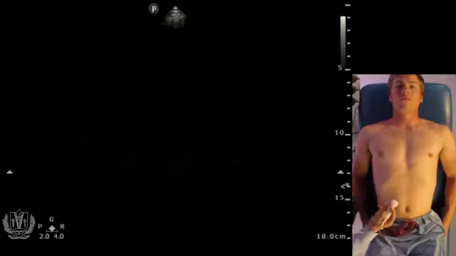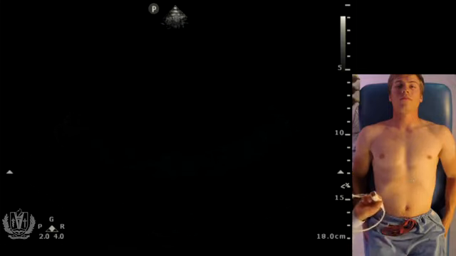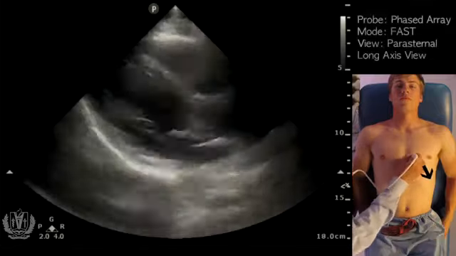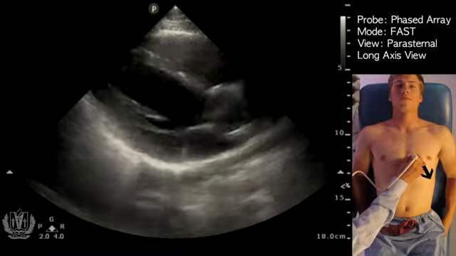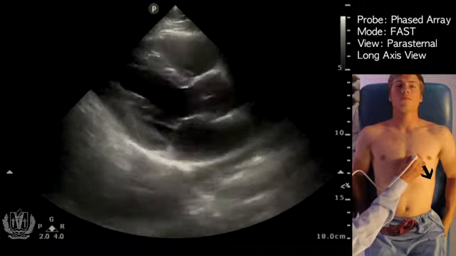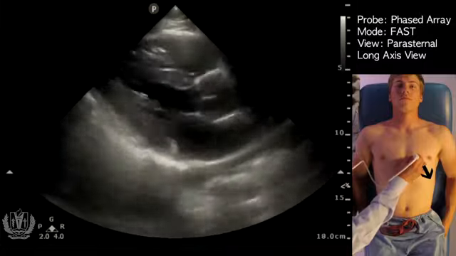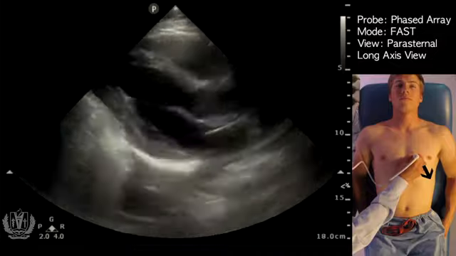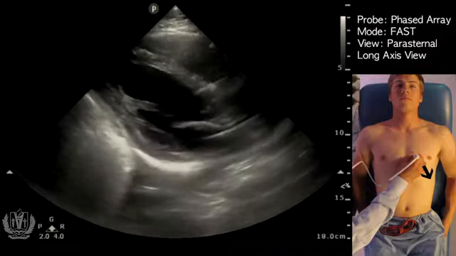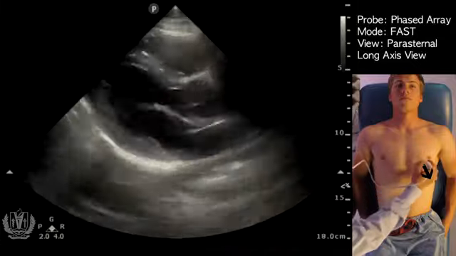Another view you can use, if you can't get a good subxiphoid view, is a parasternal long axis view. And once again, since we're in standard mode, the indicator is going to be towards the patient's left hip. So here, you're going to get a parasternal long axis view. And the main thing you're looking for is pericardial effusion. You don't have to necessarily assess all the heart function, but look for pericardial effusion and look for tamponade here. And this looks normal here. You can see the pericardium both anteriorly and posteriorly in this view.